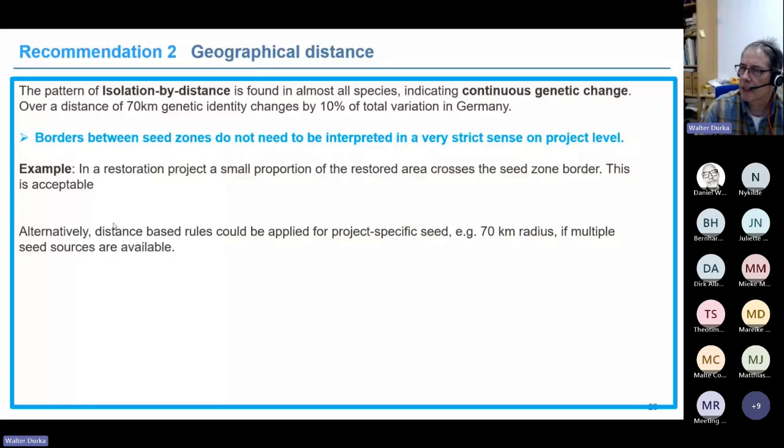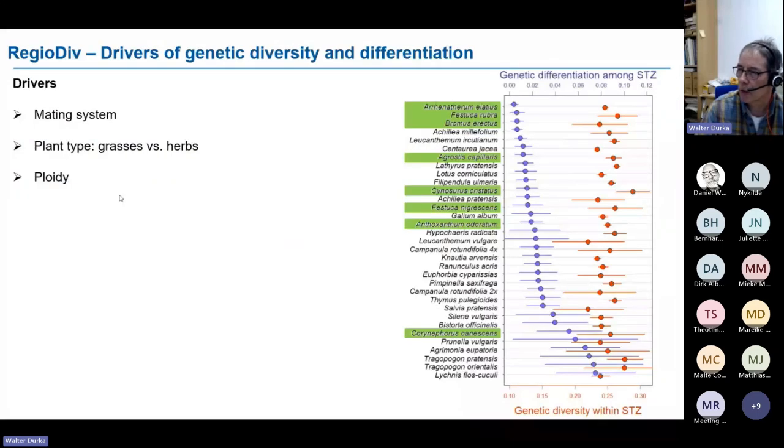We are, of course, interested in some generality, so that we learn not only species-specific things, and therefore we ask which of the drivers that we know actually affect the genetic diversity and genetic differentiation. First of all, the mating system. Second, we were asked, can grasses be distinguished from herbs, or the ploidy level? These are the obvious potential drivers.